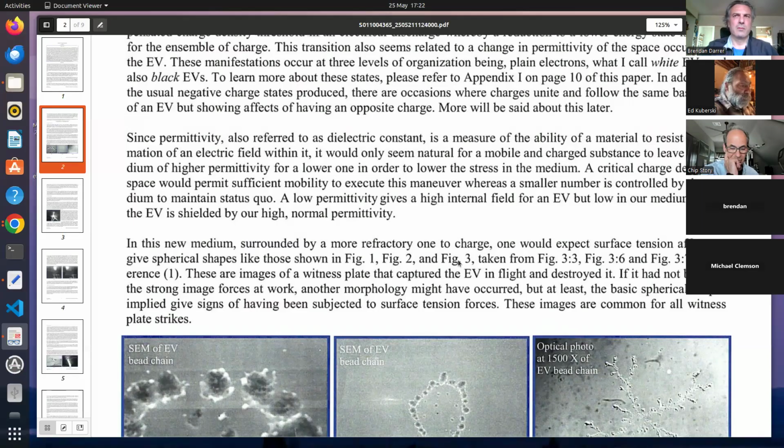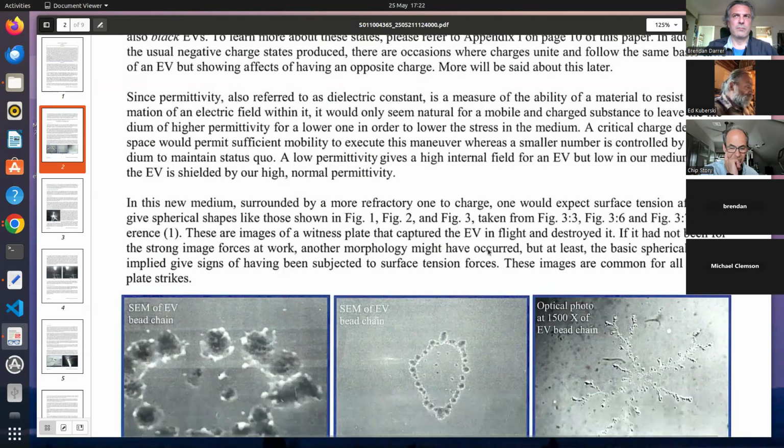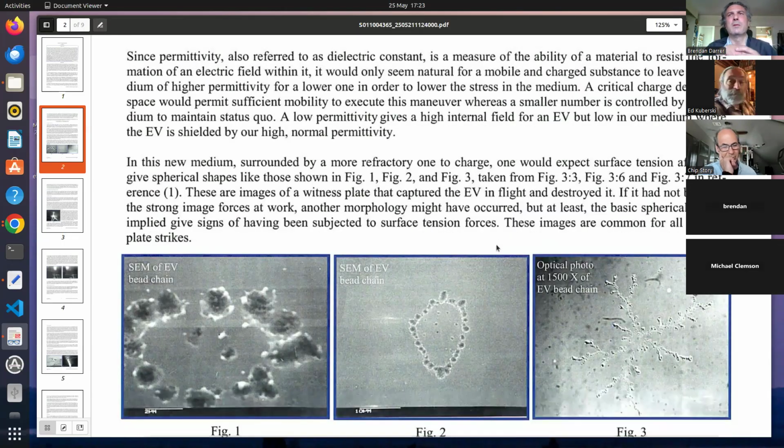The critical charge density in space would permit sufficient mobility to execute this maneuver, whereas a small number is controlled by the medium to maintain the status quo. A low permittivity gives a high internal field for an EV, so very important again, but low in our medium, where the EV is shielded by our high normal permittivity.